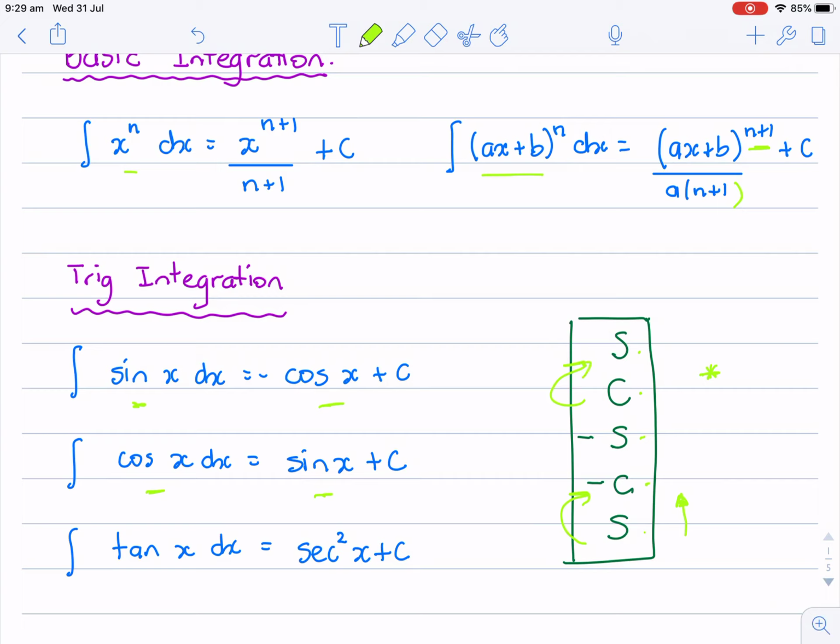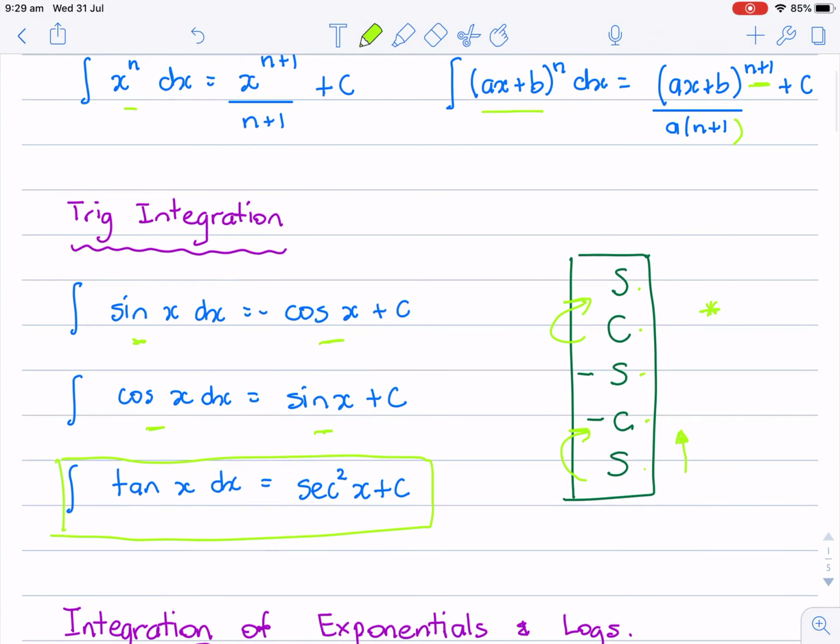And the only one that's different is the tan. And this integrates to sec squared of x plus the constant, which, again, you'll see in some of the notes. Alan writes sec squared x as 1 over cosine squared of x. So just be wary of that. You can change that round, but generally in courses we have tan x integrates to sec squared x there.